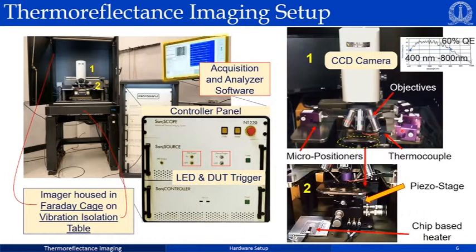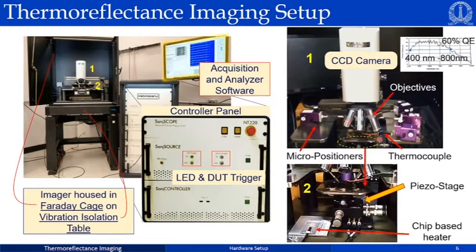Okay, so in addition to these components, we have a thermocouple. The thermocouple is landed on the device to measure the surface temperature, and it is used during the calibration measurements, as will be discussed in the subsequent slides.